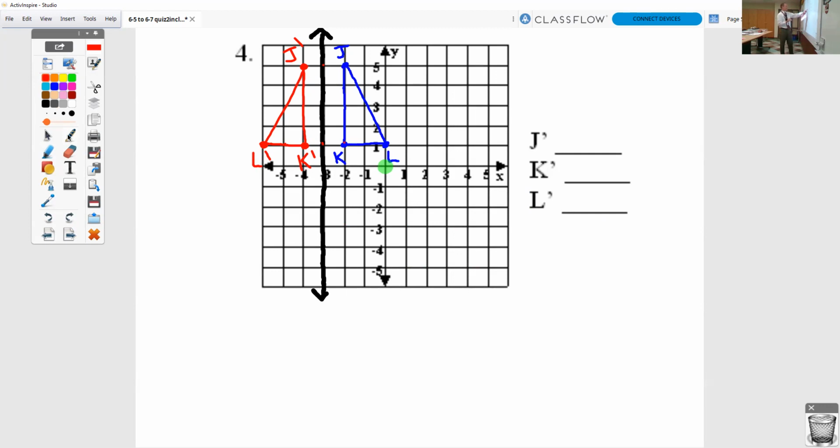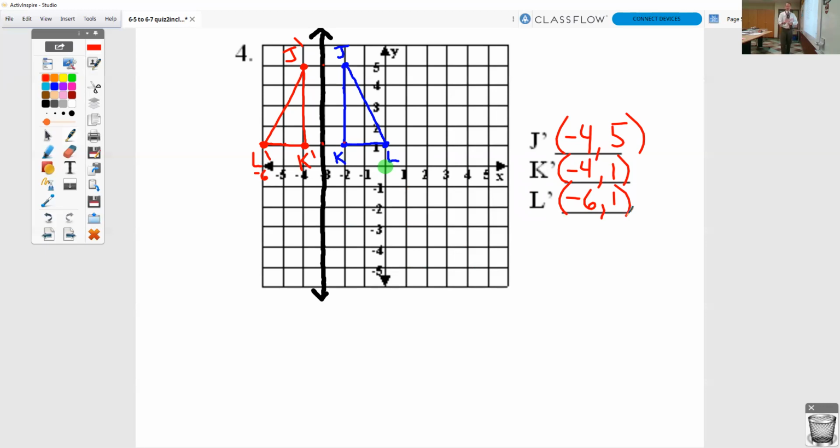So J prime is over to -4, up to +5. K prime, starting in the middle, is over to -4, up to +1. L prime is over to -6. Now this is -6. It comes right after -5. So over to -6, up to +1. So those were our reflections.